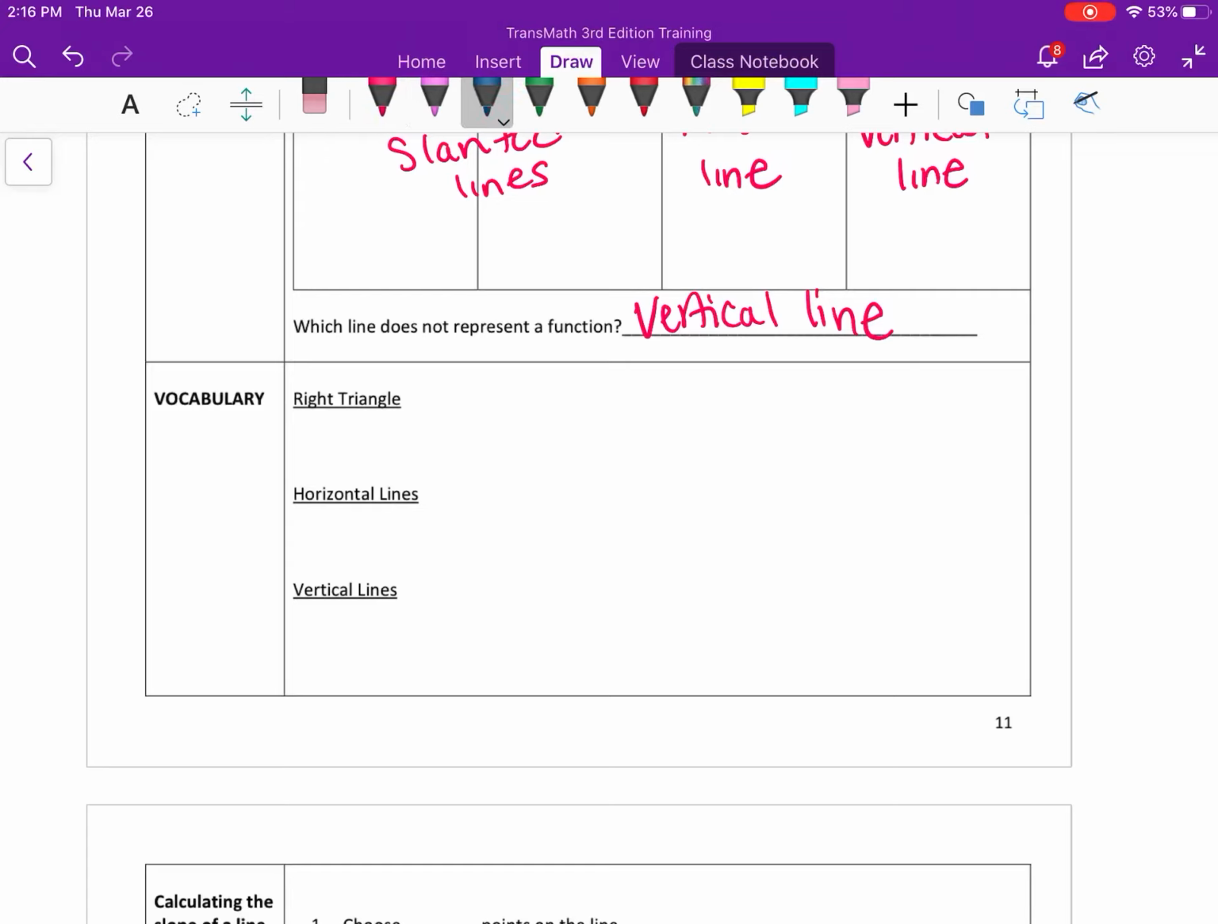All right, what is a right triangle? So a right triangle is a triangle that has 3 sides, and it meets at a 90-degree angle, has a 90-degree right angle in it. So we're going to use this right triangle to help us find slope. And then we also defined horizontal and vertical lines as well.